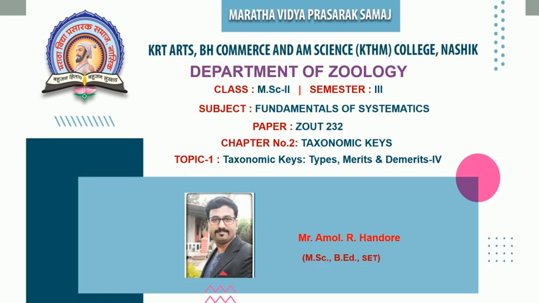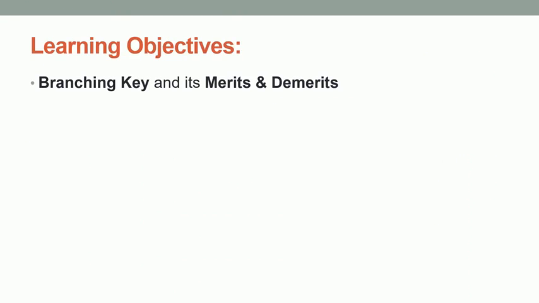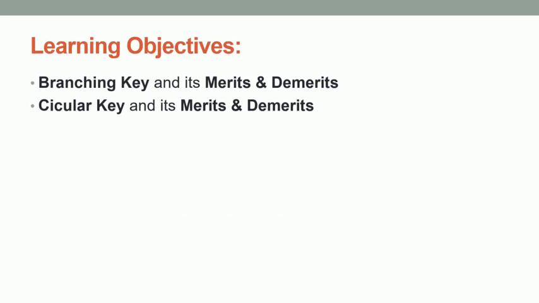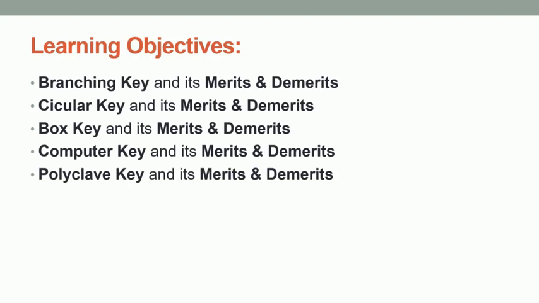In the previous lecture, we have studied serial key and pictorial key along with its merits and demerits. In today's lecture, the learning objectives will be to study branching key, its merits and demerits, to study circular key with its merits and demerits, to study box key with its merits and demerits, followed by computer key, its merits and demerits, and finally we will understand what is meant by polyclave keys along with the merits and demerits. So let's begin with the first type of key, that is branching key.